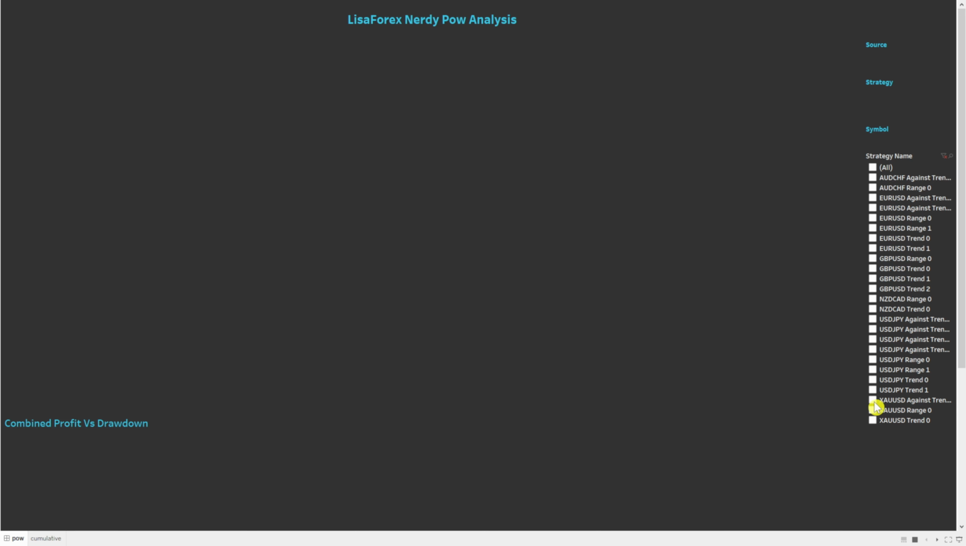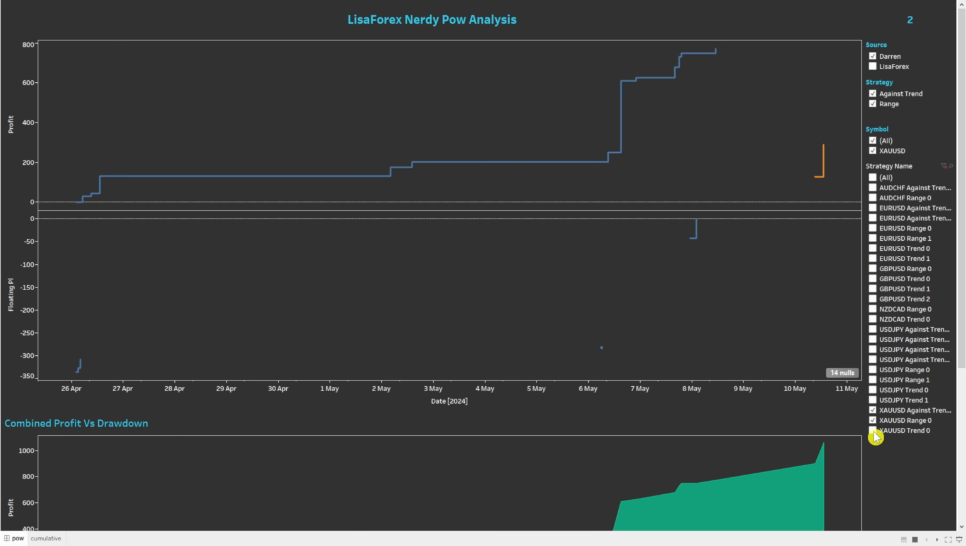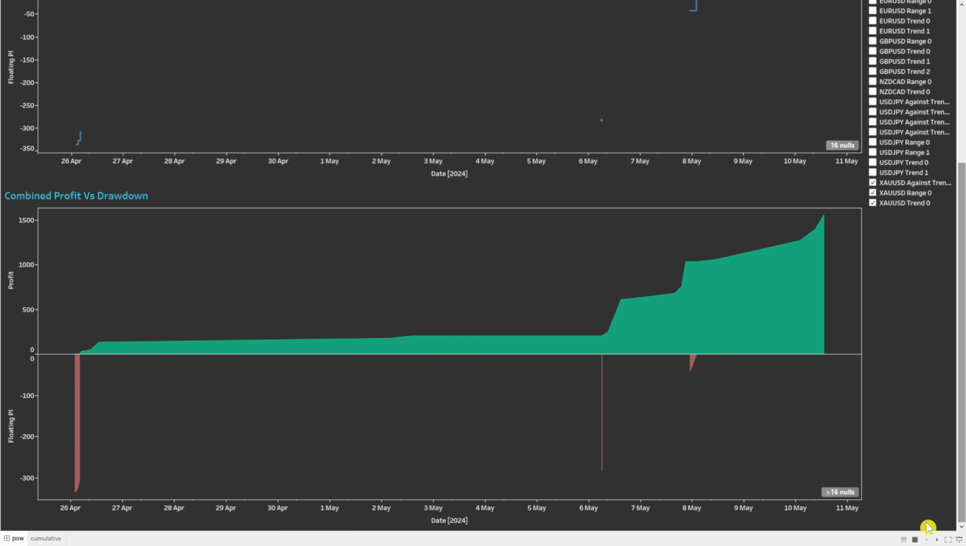Last of all, with the gold, there's 3 strategies only. So let's add them and see what our profit would have been. We made a profit of $1,500 and our drawdown, a very impressive drawdown of only $336. So I'm going to use these 3 set files for my live trading.